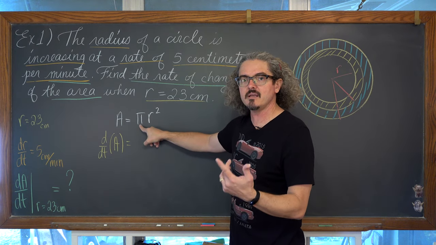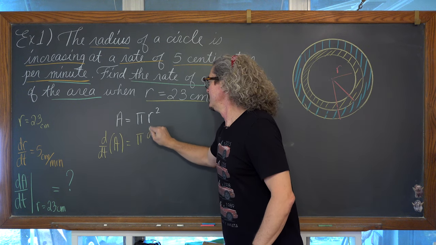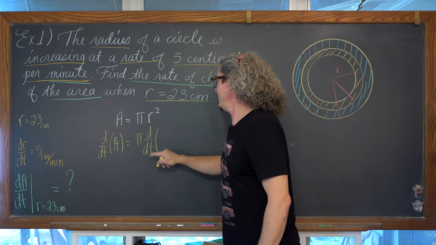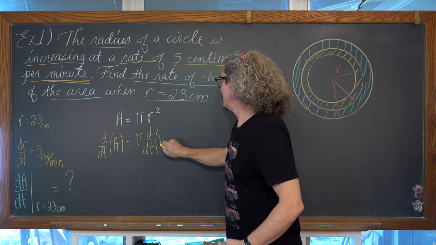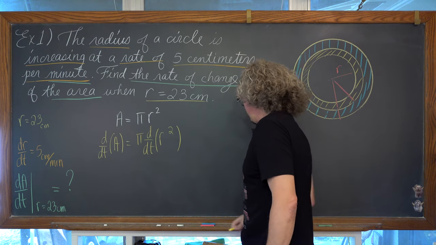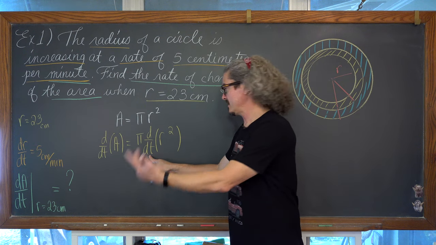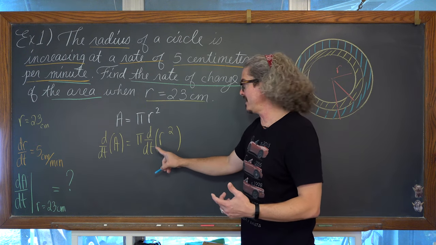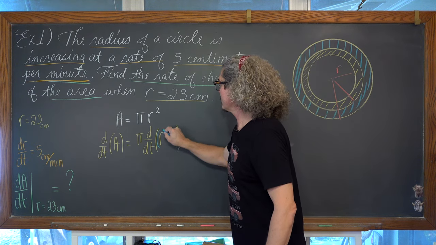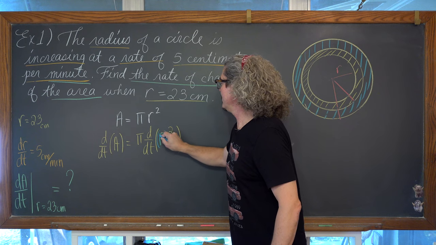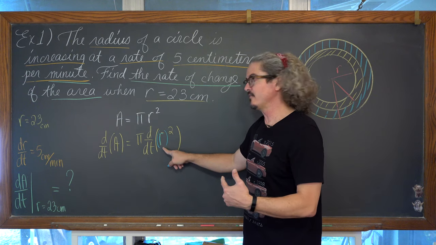Now remember, pi is a constant coefficient. I can let that pi sit out in front of our derivative notation, and we're taking the derivative with respect to t of both A and the derivative with respect to t of r squared. Now since the variable with which we're taking a derivative with respect to is not the same as the variable that's inside the power of 2, we're going to have to remember to do that chain rule, and we're going to, on the right hand side, first take the derivative using the power rule, and then we're going to finish up that chain rule.